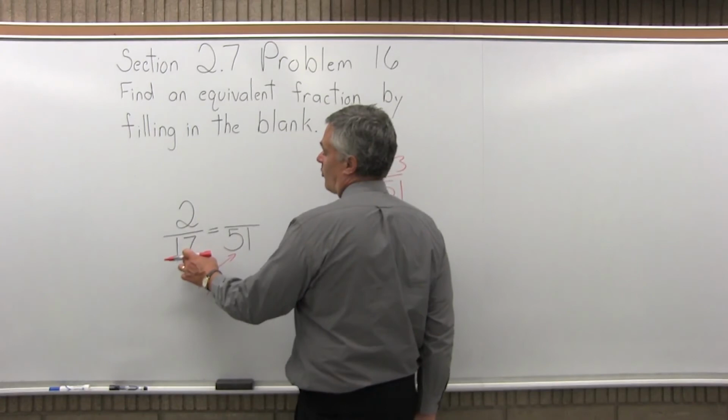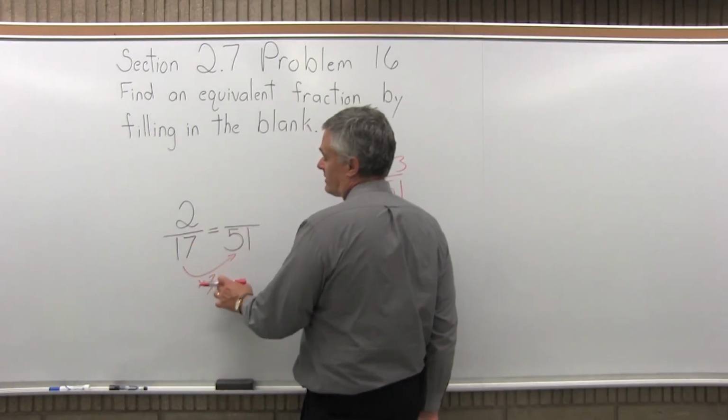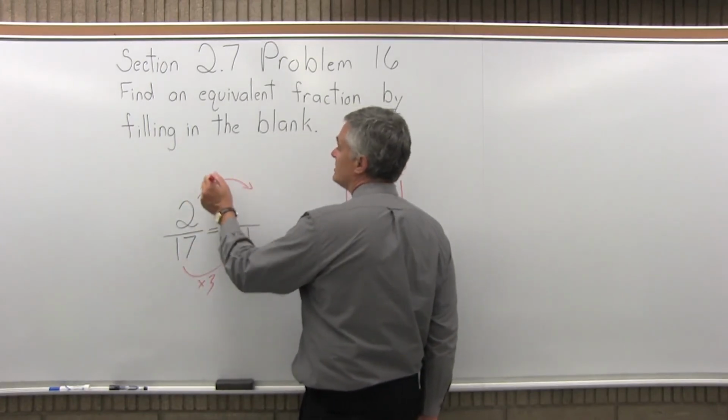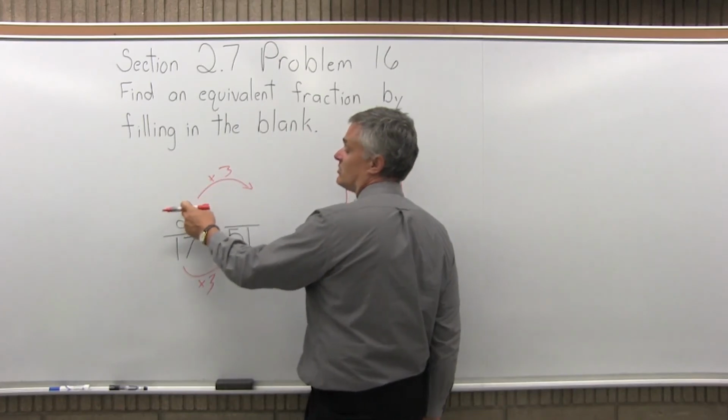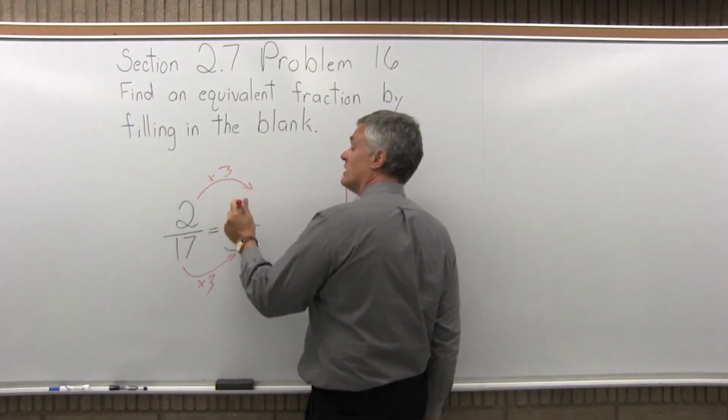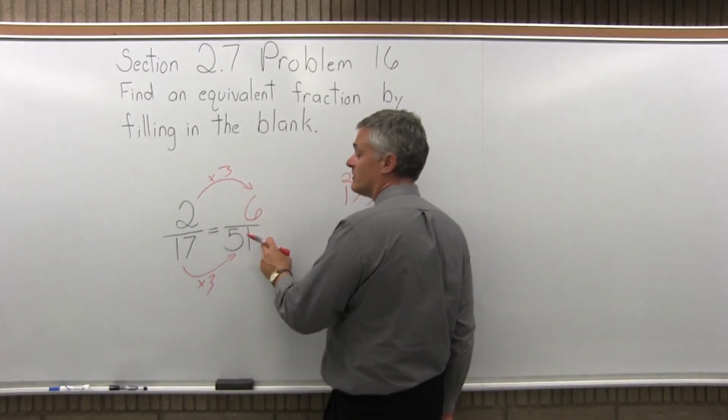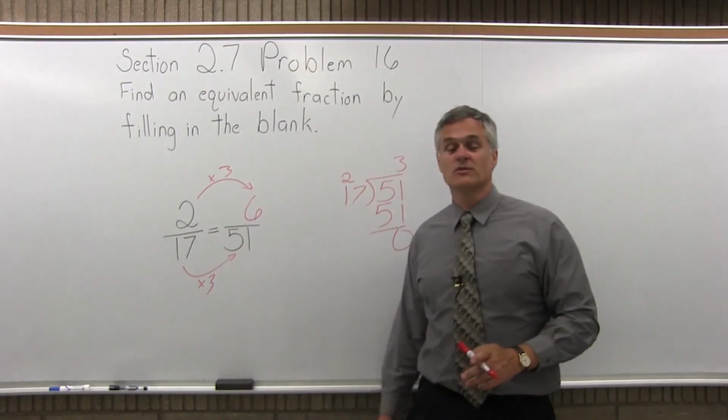So to get from one denominator to the other denominator, I had to do times 3. So the numerator has to be times the same amount, times 3. So the numerator of 2 times 3 would give me 6. So 6 over 51 is equivalent to 2 over 17.